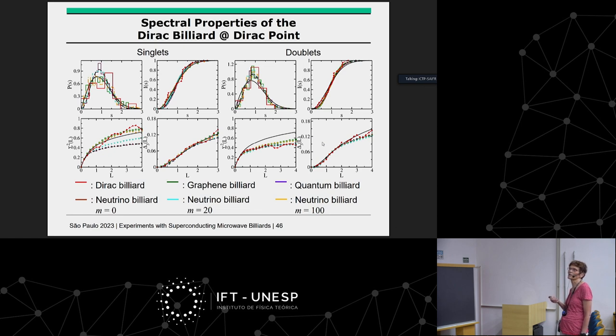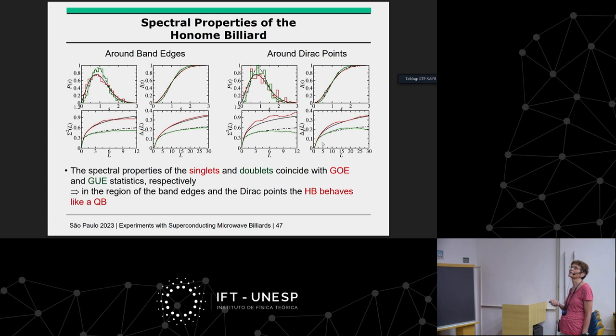And here are the results for the GUE case. Here I just show the results for the honeycomb-Kagome lattice. There you get similar results. For the singlets, you find something close to GOE. For the doublets, something close to GUE, both at the band edges and at the Dirac point. So not as would be expected in the very beginning, something close to GUE, and even not for the singlets.